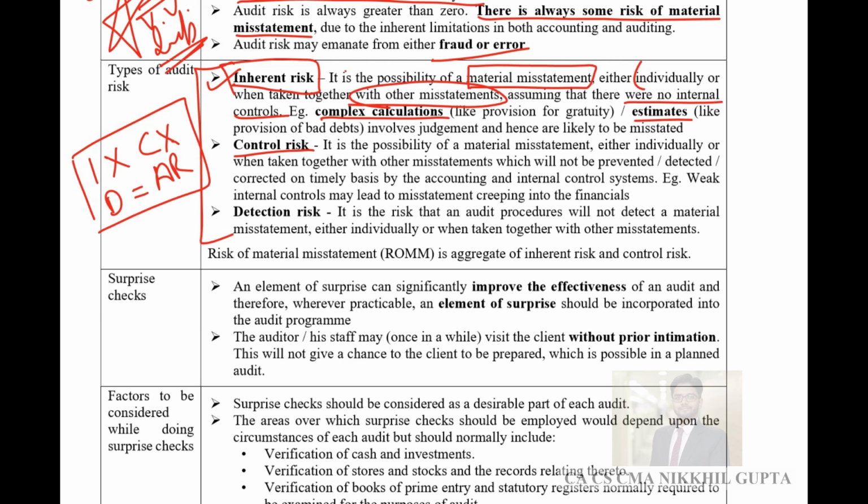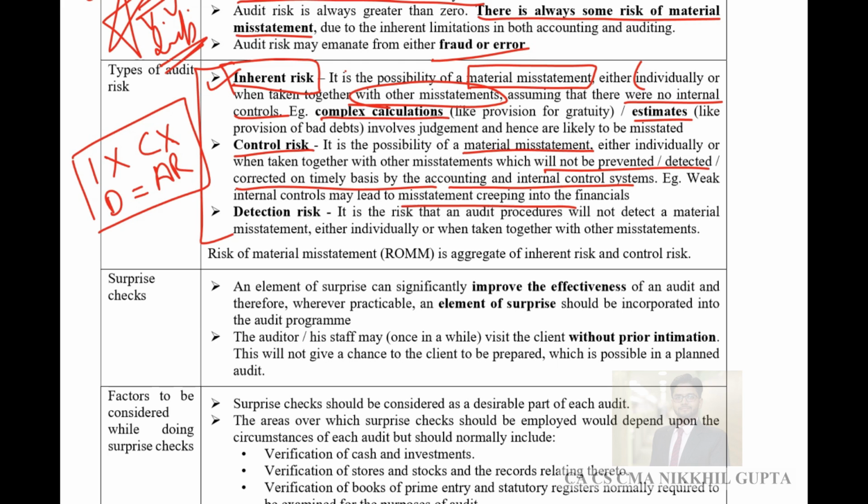So control risk is the risk that if the internal controls are not followed properly, or they are not strong enough to prevent a mistake or a fraud, then that risk is known as control risk. So control risk is the possibility of material misstatement, either individually or when taken together, which will not be prevented, detected, or corrected in a timely manner by the accounting and internal control system. So these errors and mistakes will not be controlled by the internal control systems or the checks and balances put up by the management. For example, weak internal controls may lead to misstatement creeping into the financials. If you have an organization which has weak internal controls, then naturally its errors and probability of fraud and misstatement will increase.